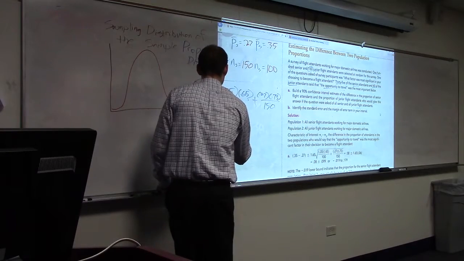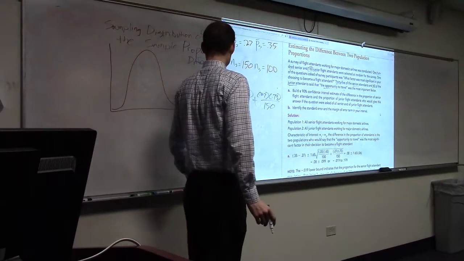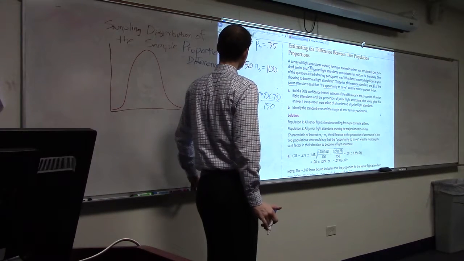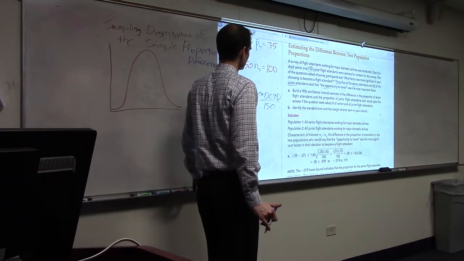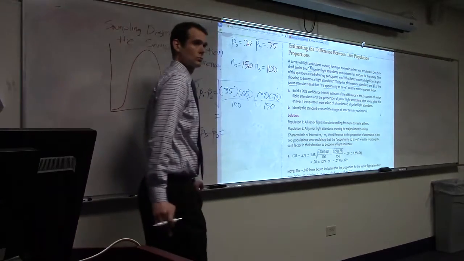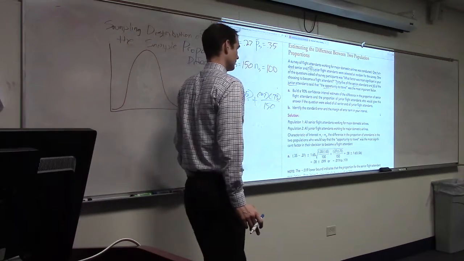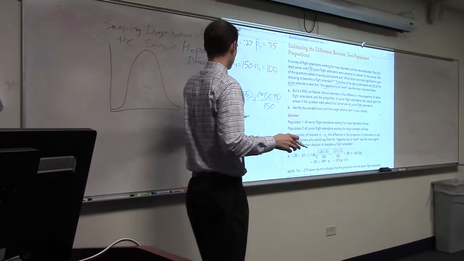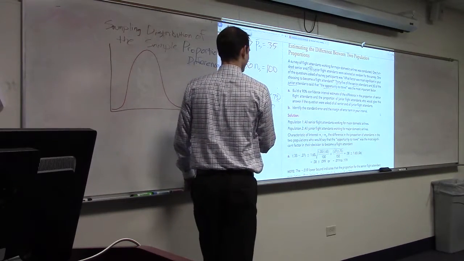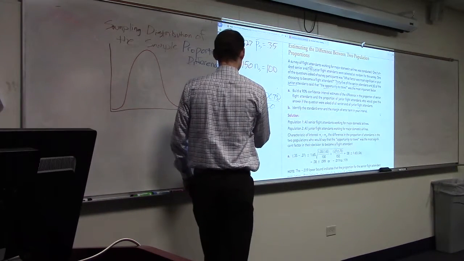If you have the answer, just blurt it out. Just this part. I got 0.23 divided by 100. Yeah. All right. Your final answer is? 0.0023.